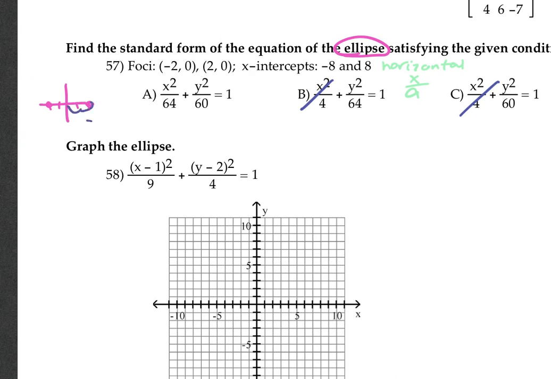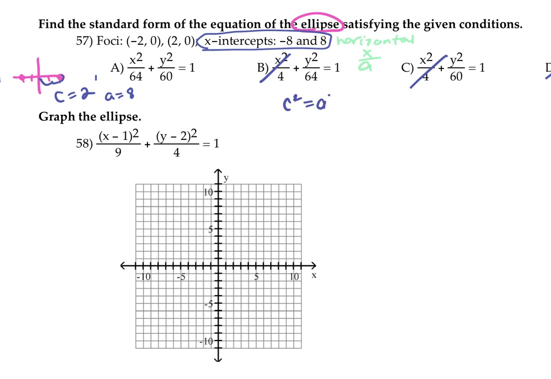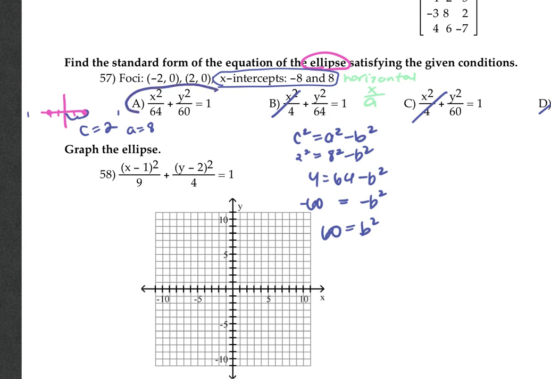This tells me c is 2. My next piece of information is that the x-intercepts are at negative 8 and positive 8, which means my a is 8. And then c squared equals a squared minus b squared for an ellipse. So 2 squared would equal 8 squared minus b squared. 4 would equal 64 minus b squared. Negative b squared would equal negative 60. And b squared would equal 60. So then I know the a squared, because 8 was a, is 64. And the b squared is 60. And that gives me that formula.